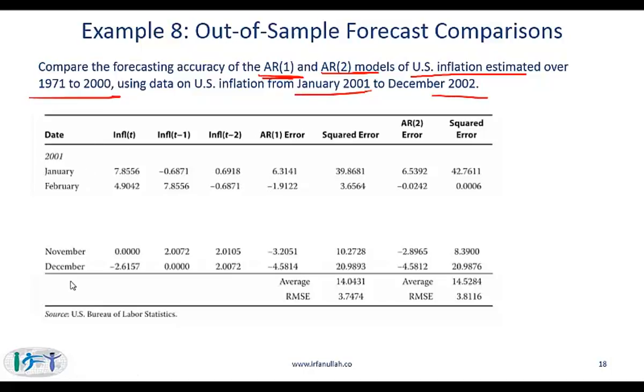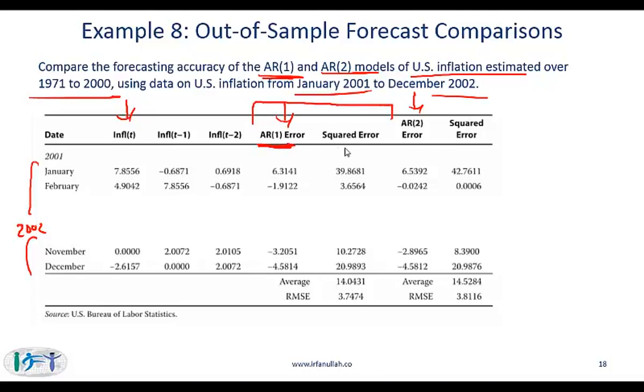All right, so we have the data. What I've done here is reproduced an excerpt from the curriculum. So we have all the data for 2001, and then we also have monthly data for 2002. In any given period, this is the actual inflation number. In this column, we have the error associated with the AR1 model. In this column, we have the error associated with the AR2. So let's just look at the AR1 model first.